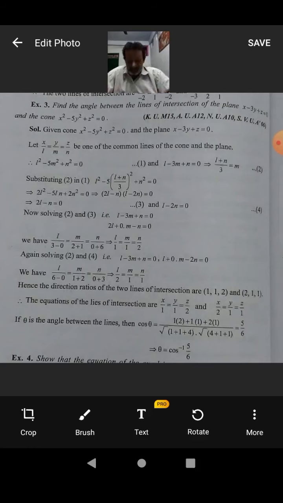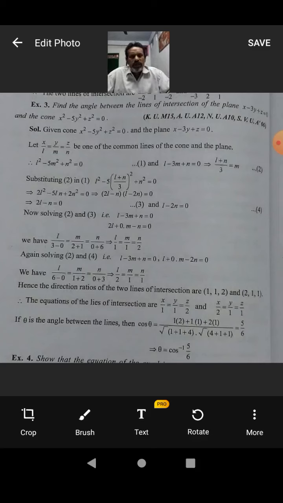So 2L minus N is equal to 0 and L minus 2N is equal to 0. These are the factors. So using the first one, solving L minus 3M plus N is equal to 0 and 2L minus N is equal to 0, you will get L by 1 is equal to M by 1 is equal to N by 2. Again solving L minus 3M plus N is equal to 0 and L minus 2N is equal to 0, you will get finally L by 2 is equal to M by 1 is equal to N by 1. So what we required, the lines of intersection of the cone and the plane, are nothing but x by 1 is equal to y by 1 is equal to z by 2 and x by 2 is equal to y by 1 is equal to z by 1.